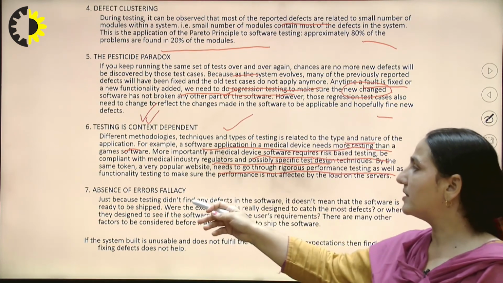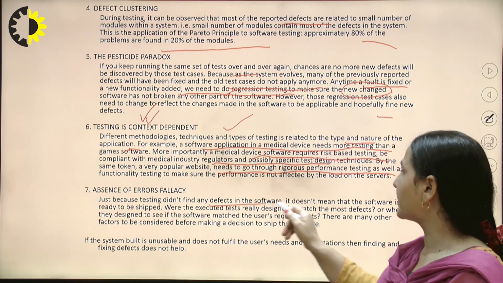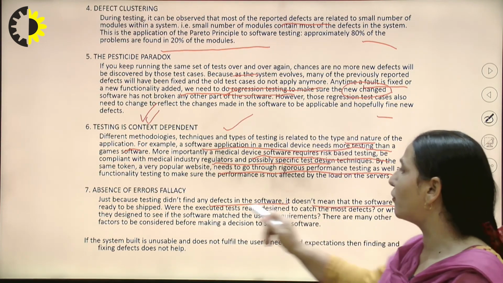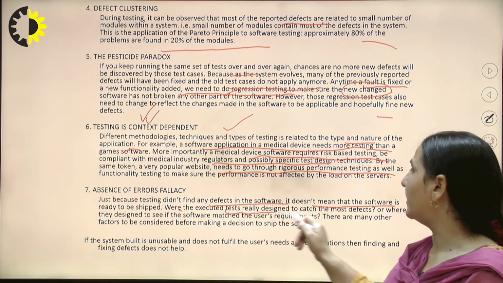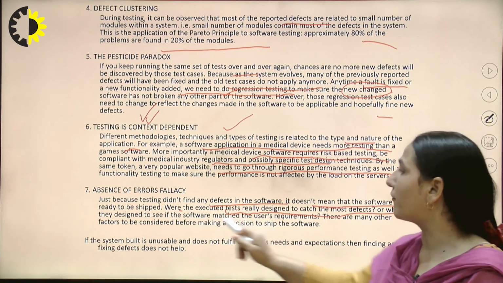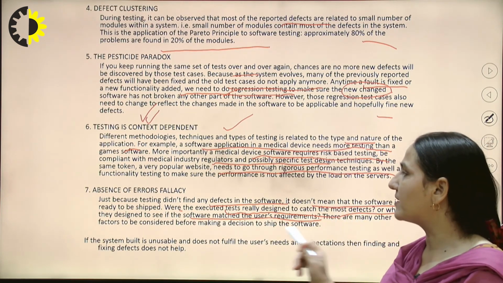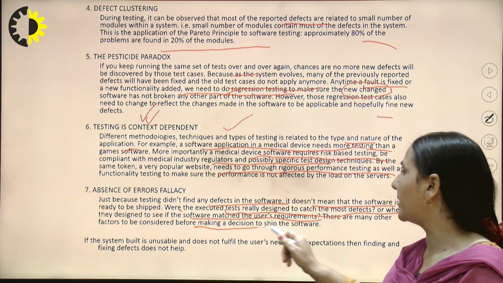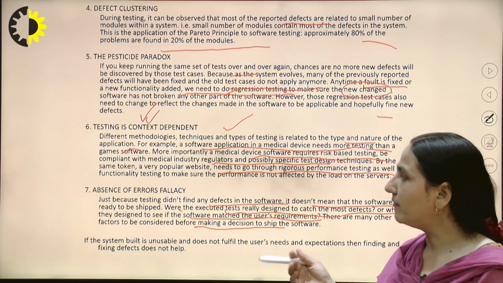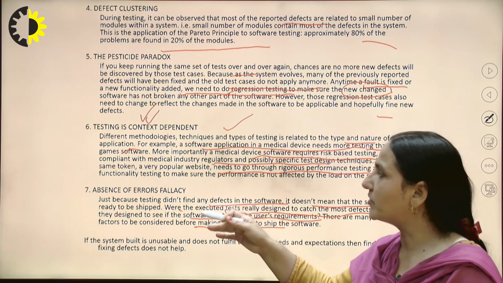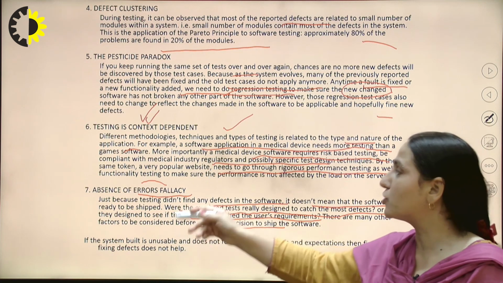Now, last is the absence of error fallacy. Just because testing didn't find any defects in the software, it does not mean that the software is ready to be shipped. We must ask whether the executed tests were really designed to catch the most defects, or were designed to see that the software matches the requirements. There are many other factors that need to be considered before making the decision to ship the software. So it's a very important thing, which is why it is called the absence of error fallacy.